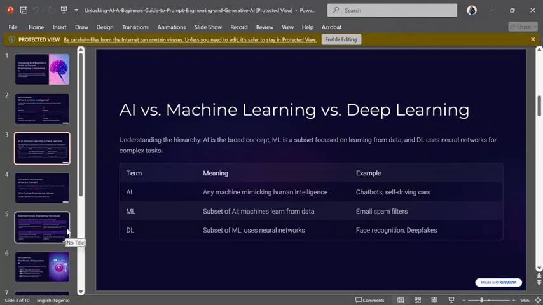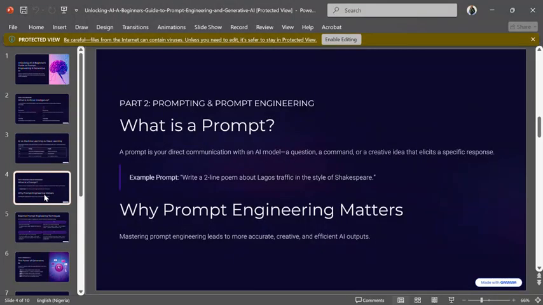So that is that. Then, okay, the next one we go into is prompt and prompt engineering. What is a prompt? A prompt is your direct communication with an AI model: a question, a command, or a creative idea that elicits a specific response. Example prompt: write a 2-line poem about Lagos traffic in the style of Shakespeare. Can any of us do that? I'm just asking the question. I didn't say we should do it, but can any person do it?